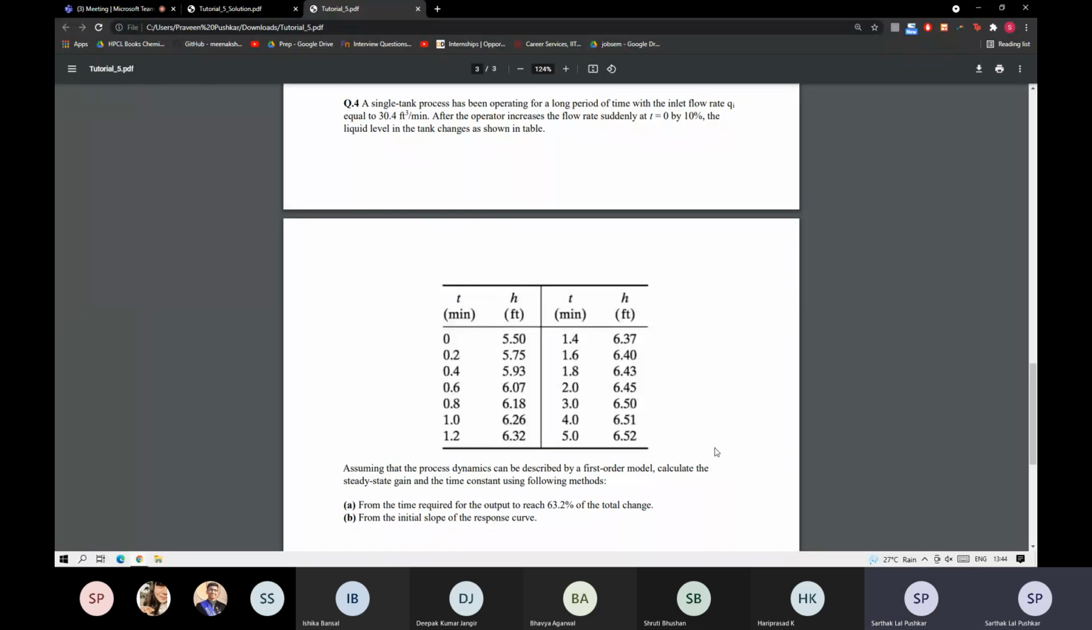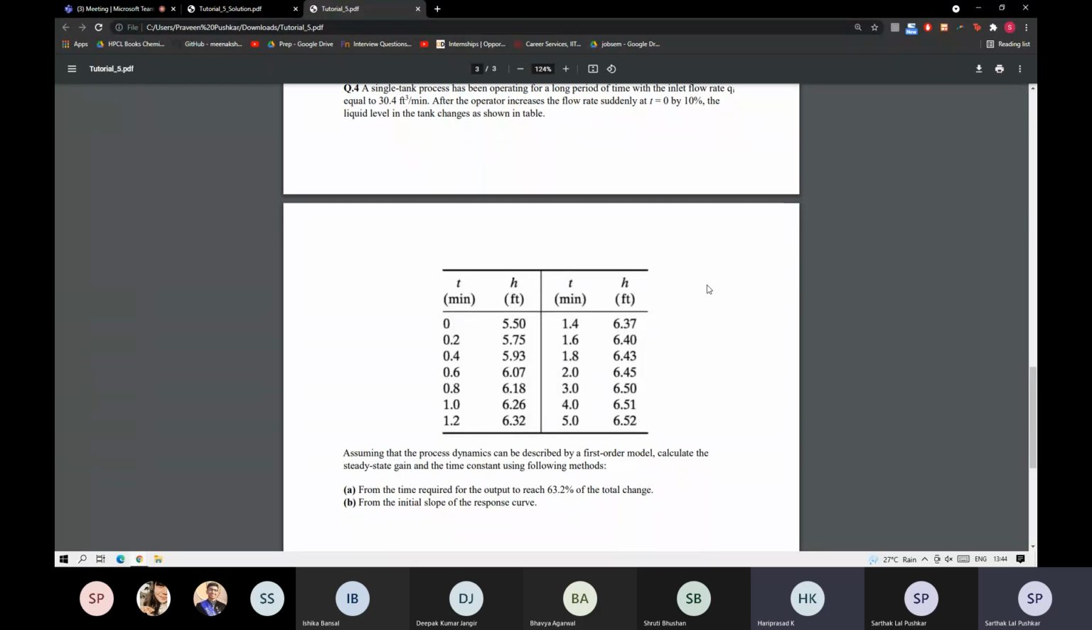Okay, so in this question, we know that it increases by 10%. So this could be our x of s, and try to find the time at which. Okay, so read the question and try to solve it. What is given? You are given an initial flow rate, then there is a sudden change, which is like a step change, and you got this profile, height versus time, and you have been asked to figure out the time required to reach 63.2 percent, which we already know.